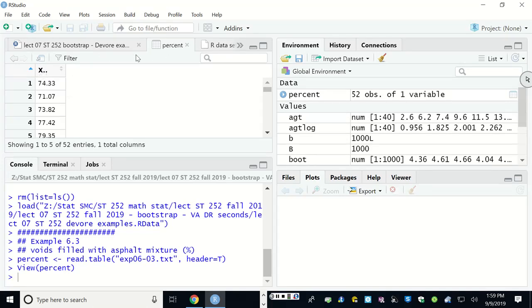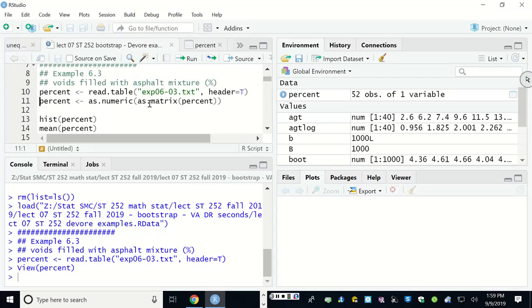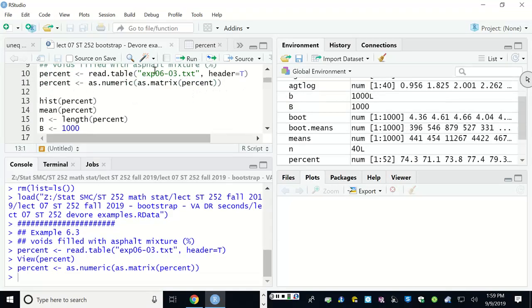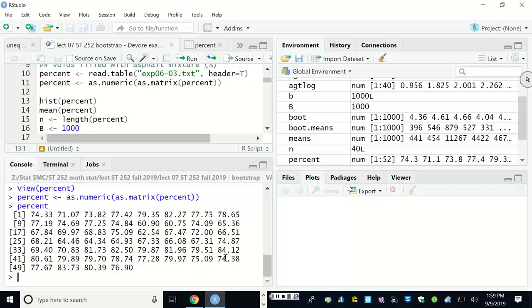So I tried to just make it numeric, but it said no, this thing's a list, it has more structure. So I can change it into a flat matrix that has no extra things and then make it numeric. That's just kind of geeky art stuff for making it work. That's one way to do it. So now percent is just a list of numbers. So here are the percents, the different percents.